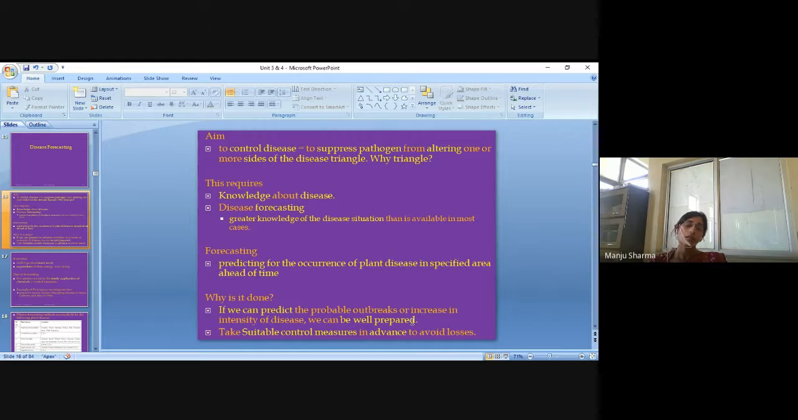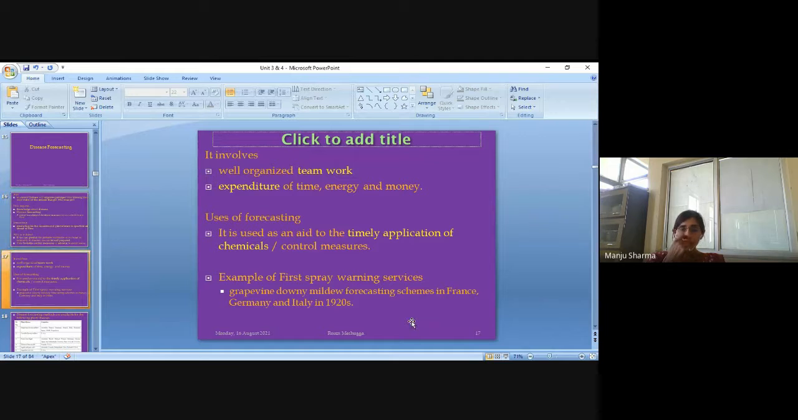Why is it done? If we can predict the probable outbreaks or increase in intensity of disease, we can be well prepared. So we take suitable control measures in advance to control or to avoid the losses. So it involves well organized teamwork, and expenditure of time, energy and money.